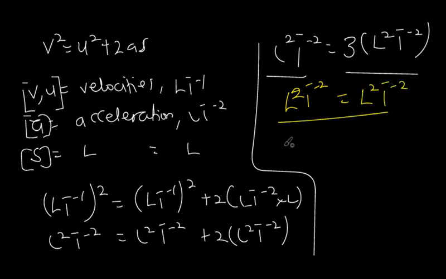So the equation is said to be what? Valid, because we have the same dimensions on both sides, irrespective of the coefficient on either side of the equation. So this is how we use dimensional analysis to check for the validity of an equation.